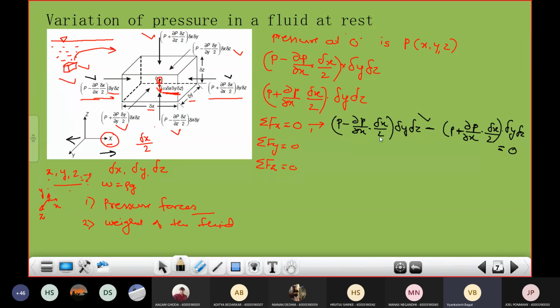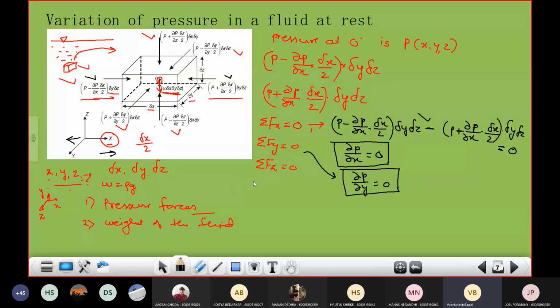So when you solve this expression, I am just directly writing, I leave it to you to solve this further. You will get dP by dx equal to 0 simply, when you write summation Fx equal to 0. On similar lines, when you analyze the forces along the y direction using this kind of expression, again you will get dP by dy equal to 0.